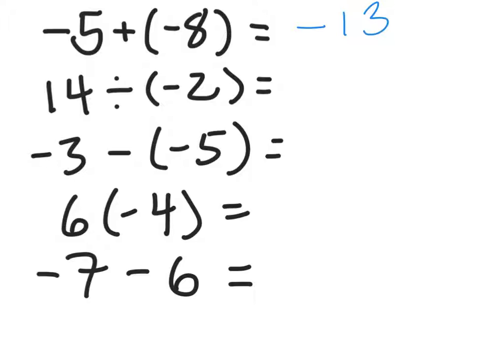The second one's division. So here, we have a positive divided by a negative, so we know the result's going to be negative. And then 14 divided by 2 is 7, so we get a negative 7.